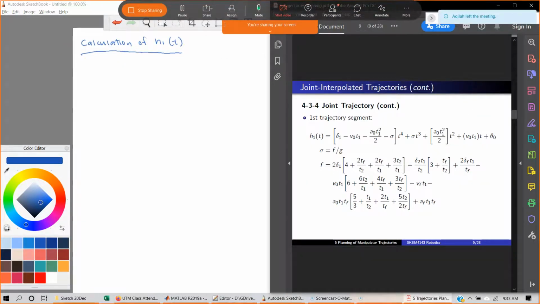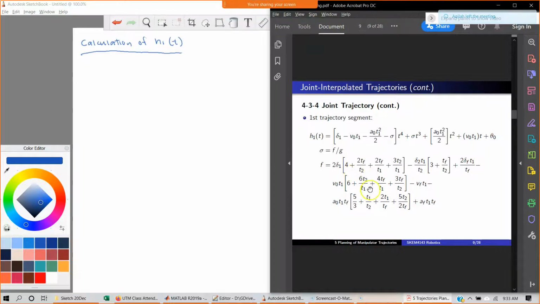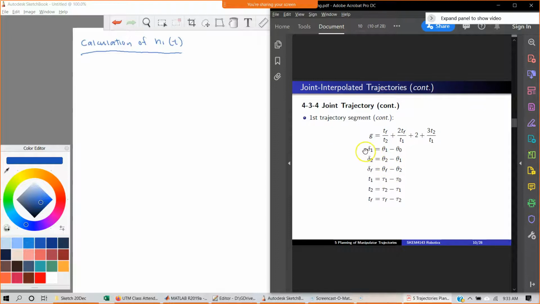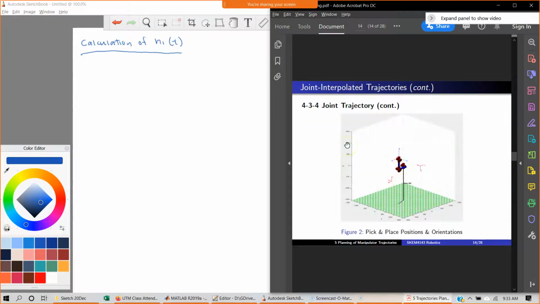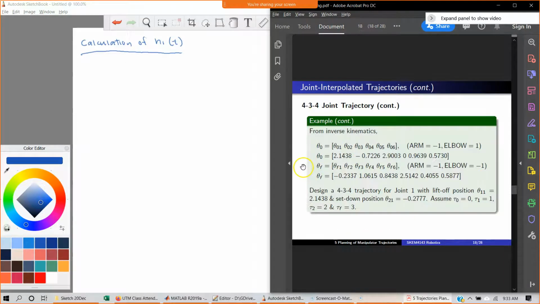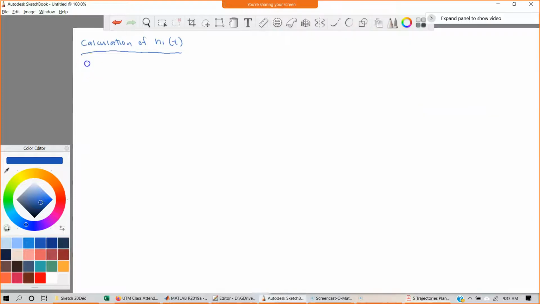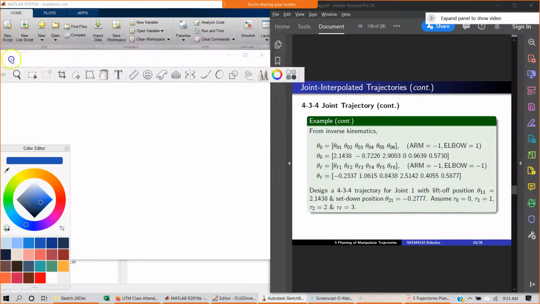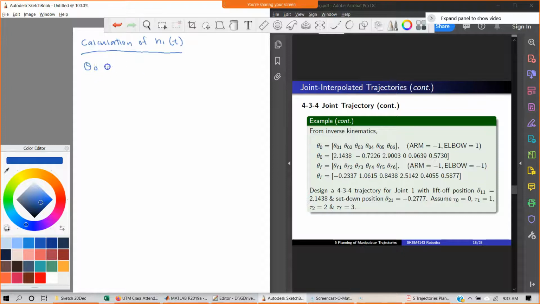So if you look at H1, the first thing that we have to compute is all this: delta 1, delta 2, delta f, T1, T2, Tf. Okay, so for that we need some information. We need theta 0, theta 1, theta 2, and so on. From the question we can see that theta 0 is given by this, right? 2.1438.